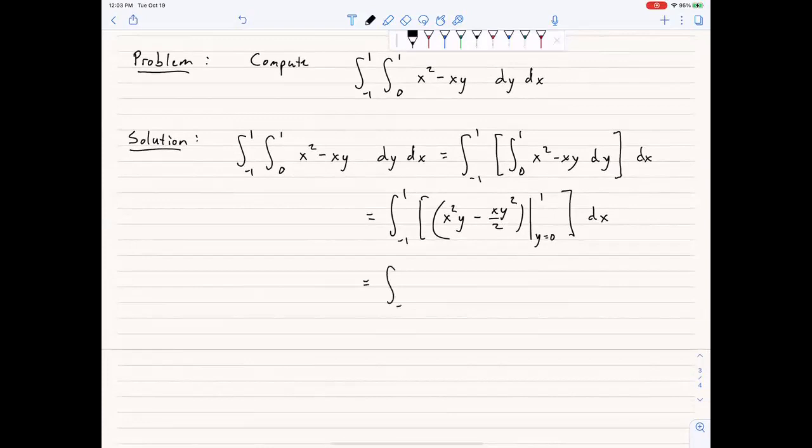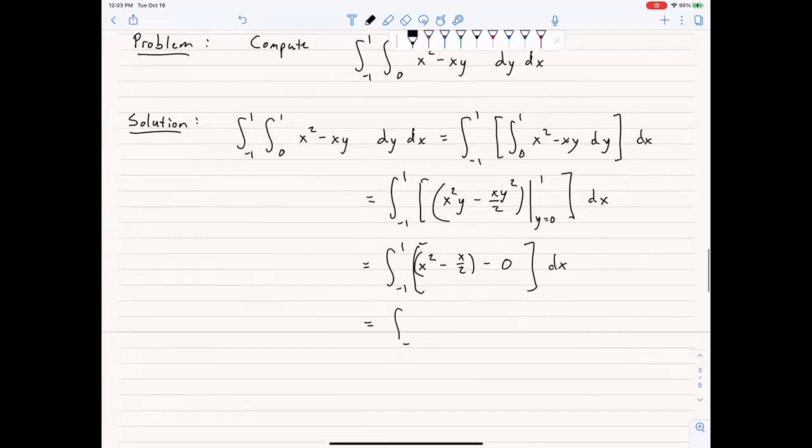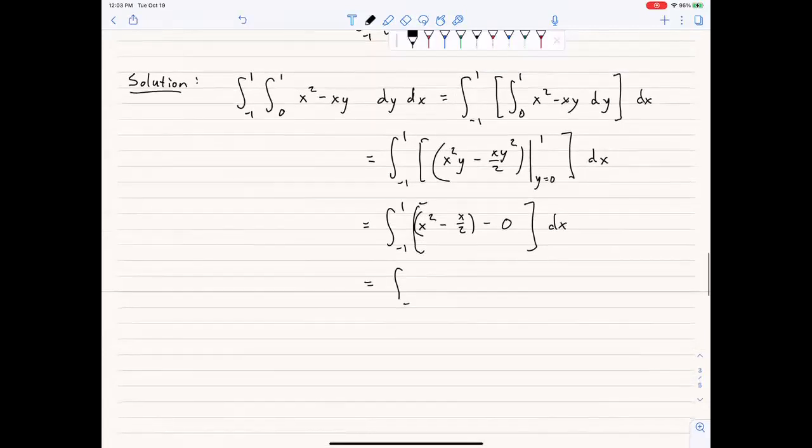Okay, so let's continue to just work within the parentheses. At y equaling 1, I get x squared minus x over 2. And then at y equaling 0, I get 0. So then this results in the integral from -1 to 1 of x squared minus x over 2 dx.